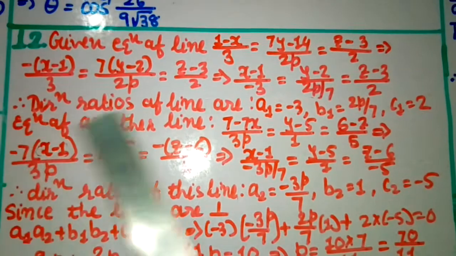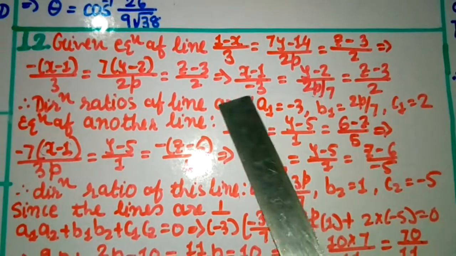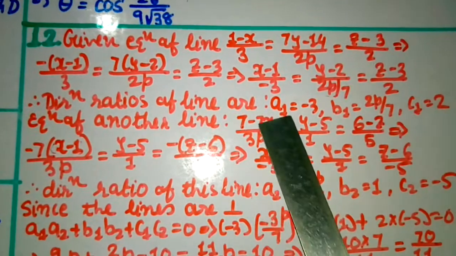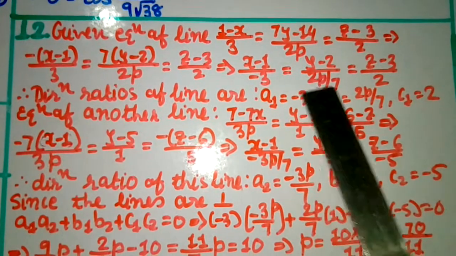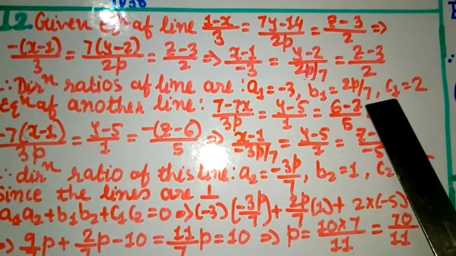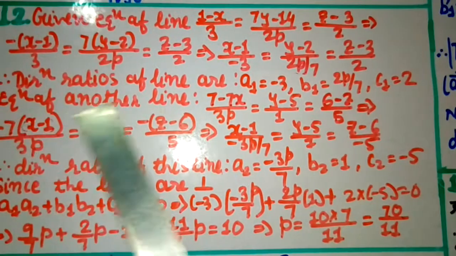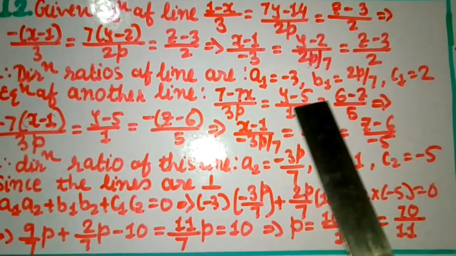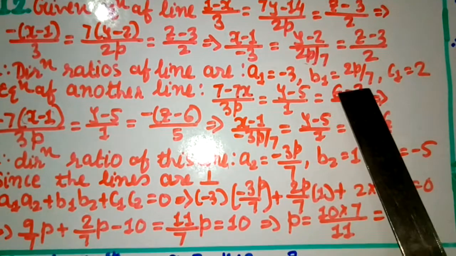So these are the direction ratios, right? So this is a1, b1, c1. The direction ratios of the line are a1 is minus 3, b1 is 2p by 7 and c1 is 2. The equation of the other line is (7 minus 7x) by 3p equals (y minus 5) by 1 equals (6 minus z) by 5.